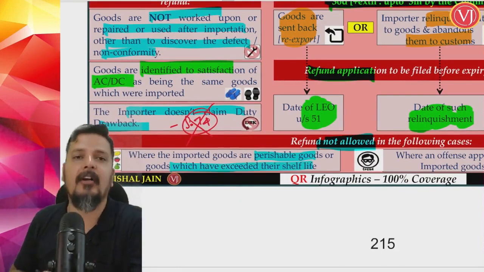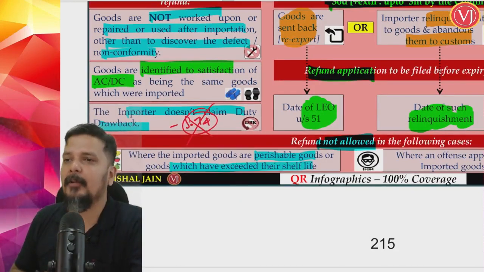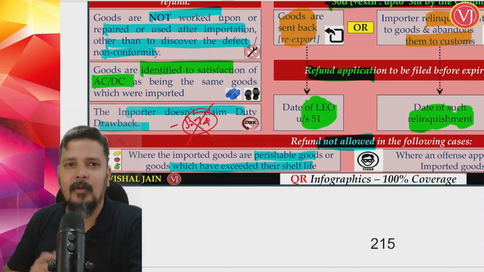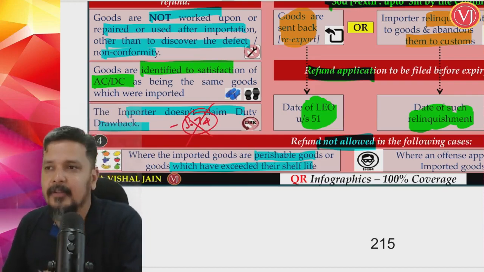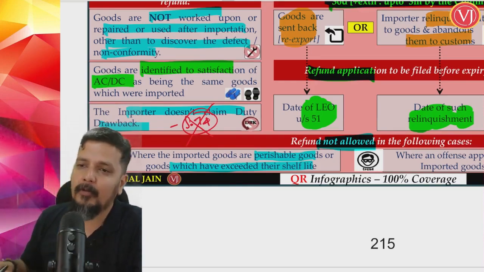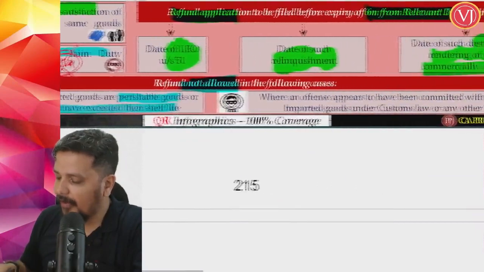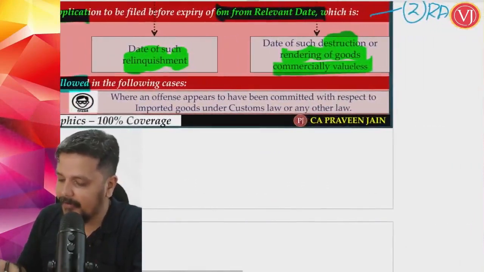Also make sure that refund will not be entertained if the goods are perishable goods or have a very short shelf life. If the goods are perishable or have short shelf life, they will say no. Because they are perishable, the goods now may have become worthless. So this benefit of 26A will not be allowed for perishable goods or goods which have short shelf life, or if you have committed an offence under any law.